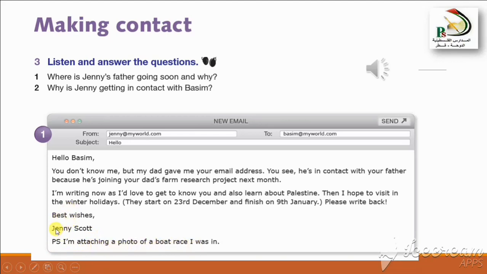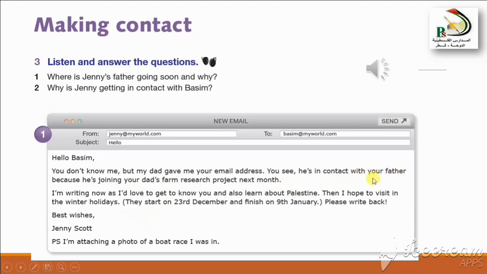Students, here we can see that Jenny Scott is in England, right? And she is writing an email to Basim. Where is Basim? Basim is in Palestine. How did she get his email address? She got it from her father. See, you don't know me, but my dad gave me your email address. So, she wants to be in contact with Basim.